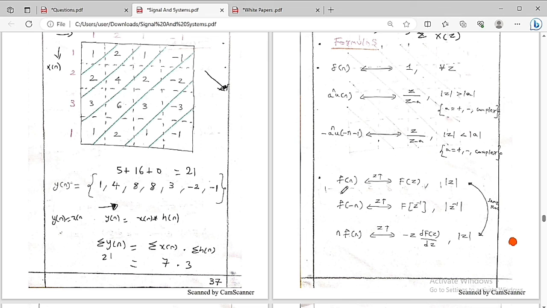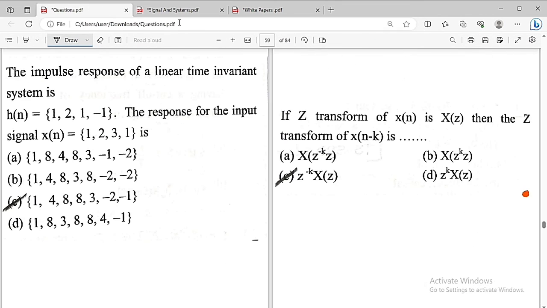So whenever you replace n by minus n, replace z by 1 by z, and in the ROC also, so you get mod of 1 by z, or mod of z to the power of minus 1. Similarly, n into f of n has z transform minus z into dF of z by dz, but the ROC is the same as it is. It will never change. So this is the third solution of this question.